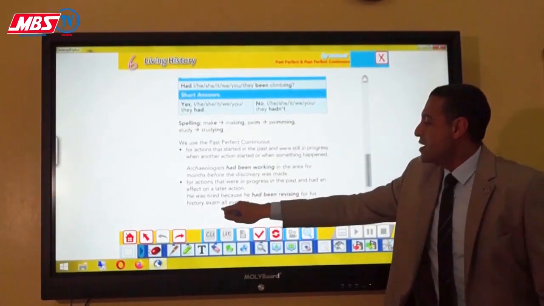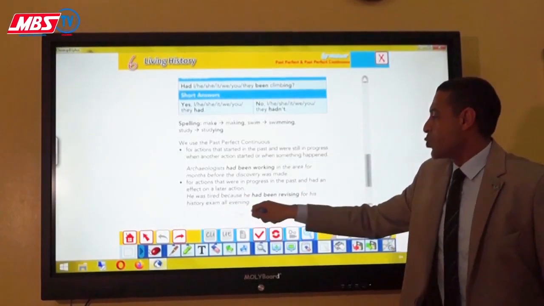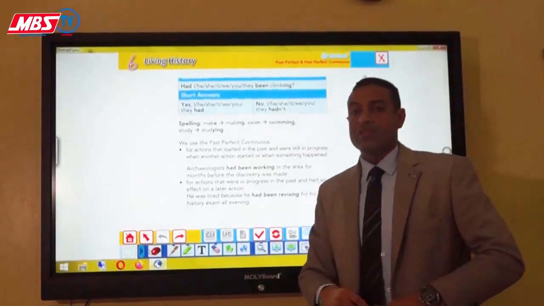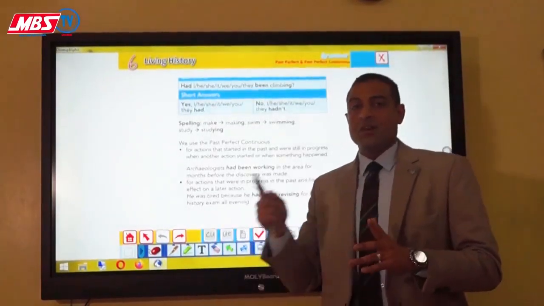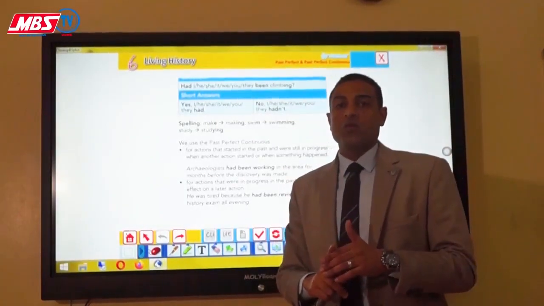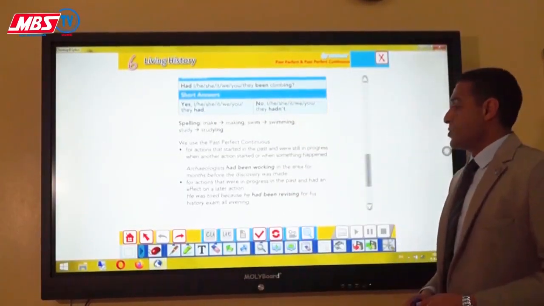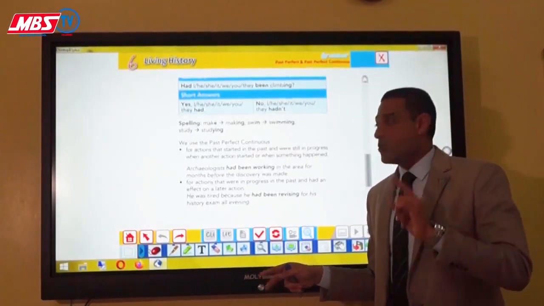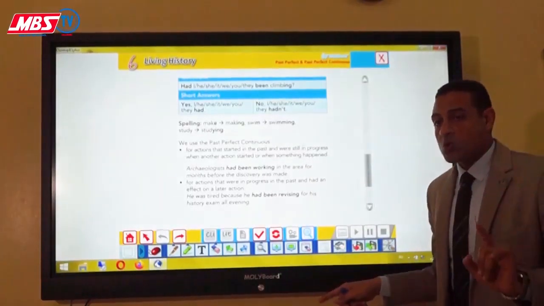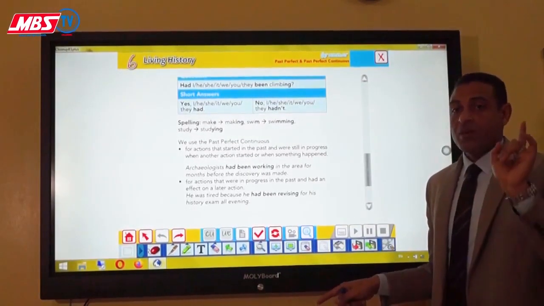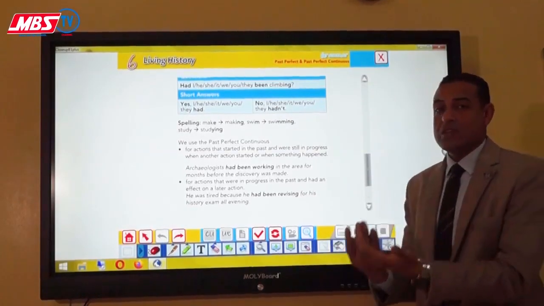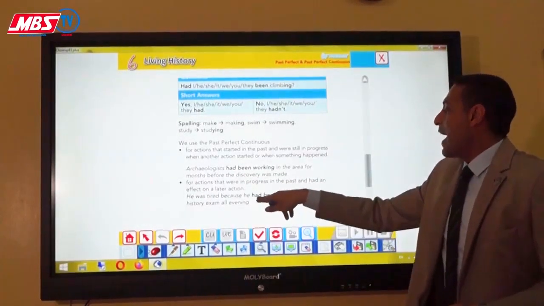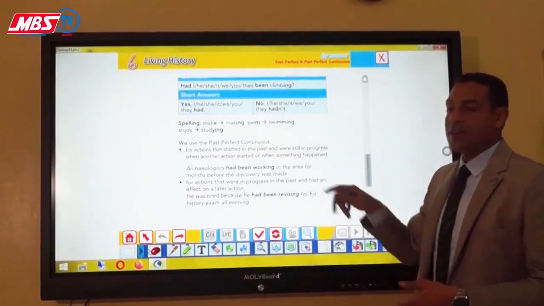So here, when I mention a time expression like this one, all evening, all the week, all morning, all the month, for years, for ages, for months, for weeks, for many different days, I want to tell you that this action was in progressive way or in a continuous form, that this one already had been revising all the evening.